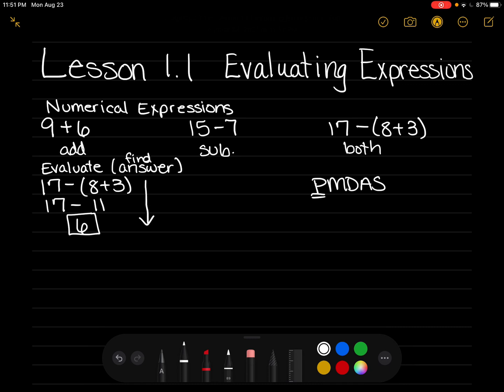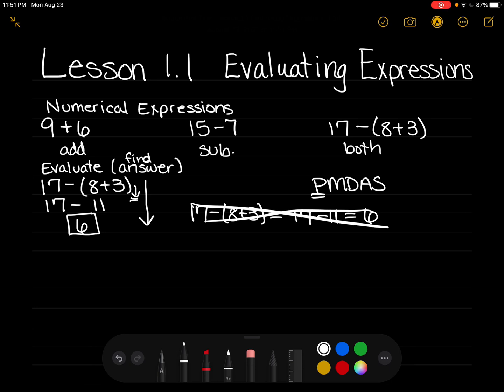We don't go across. Don't write this down, but we're not going to write 17 minus (8 plus 3), then say that equals 17 minus 11, and then say that equals 6. We're not going to do that, okay? We're going to work the problem all the way down. So the equal sign, even though there's not one, is kind of like just moving down one means that's equal, okay? Now these are numerical expressions.